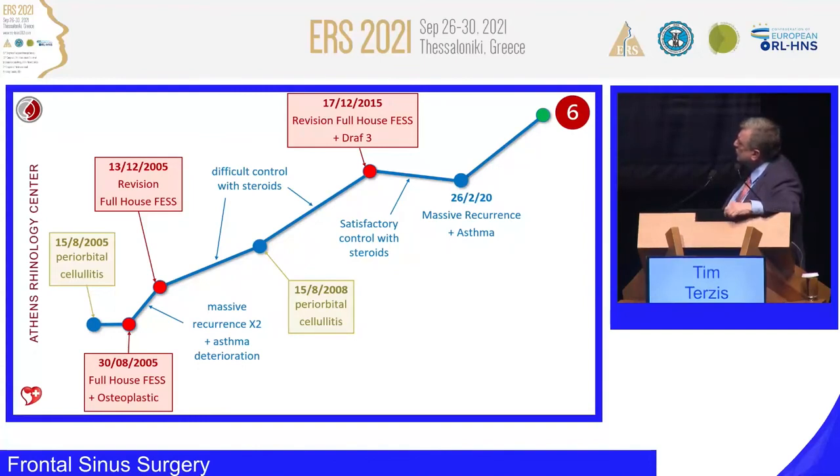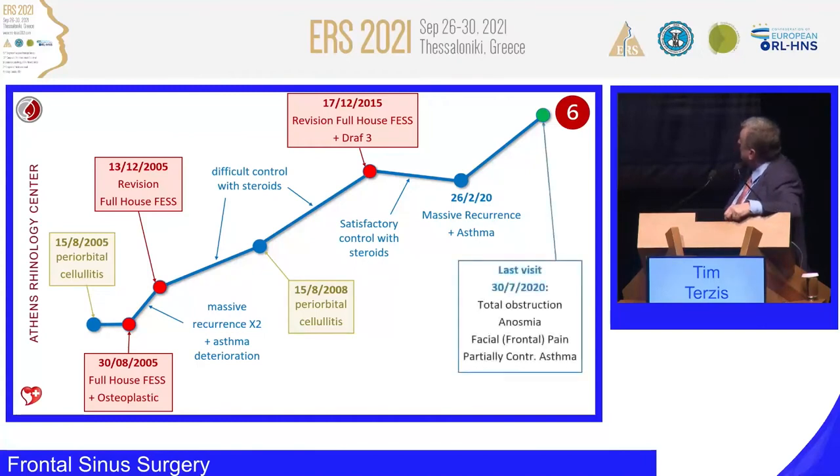He did well for a short while, but then he had massive recurrences, which forced us to do another operation very close to the previous one. So up to now, he's had 3 operations. The last one was a Draf 3 and revisual full house FESS in 2015. And 5 years after that, he had another massive recurrence, asthma exacerbation, and we came to the last visit. He came with total obstruction, anosmia, frontal pain, and asthma not well controlled.